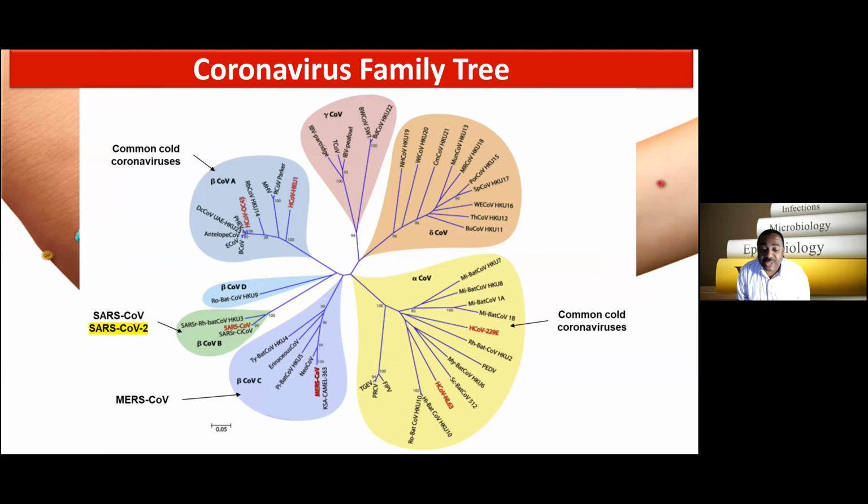This is a family tree of these viruses. And each little blob is where they're closest. And you can see that this is where the current virus, indicated here in yellow, falls, and it falls very close to this bat coronavirus.